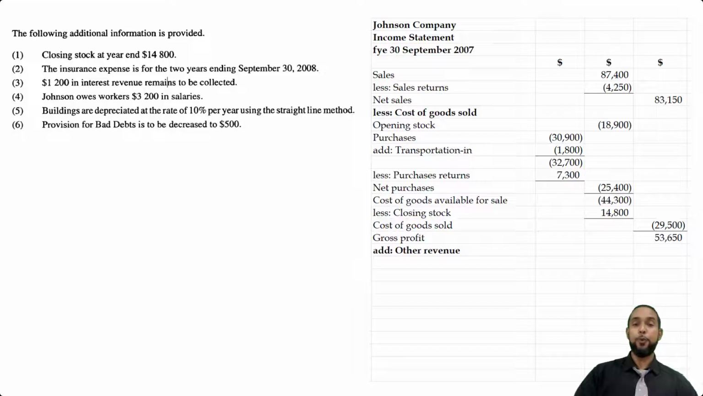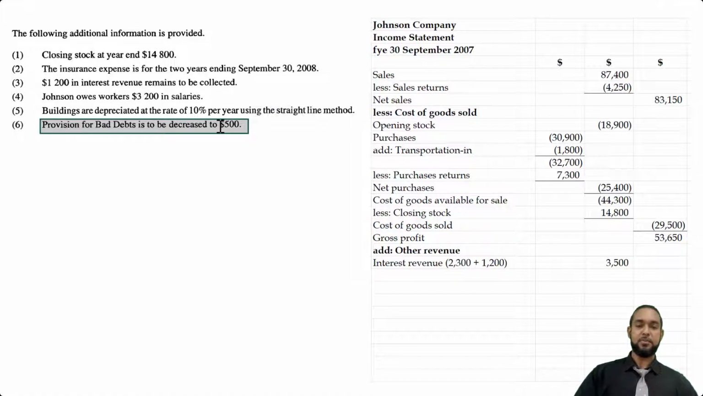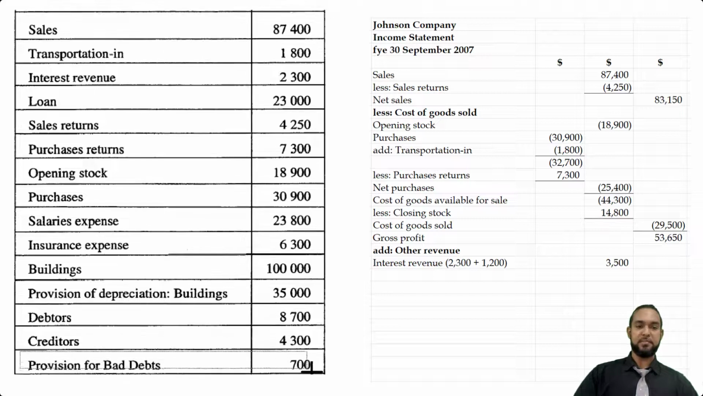That means it's accrued, and we have to add that accrued portion of 1,200 to the 2,300 from above, as you can see in this working here, to get the interest revenue earned of 3,500. Now, the next item was the decrease in the provision for bad debts. So, item 6 says the provision for bad debts is to be decreased to 500. Currently, the provision for bad debts in the list of balances is 700. So, to go down from 700 to 500, that's a decrease of 200.